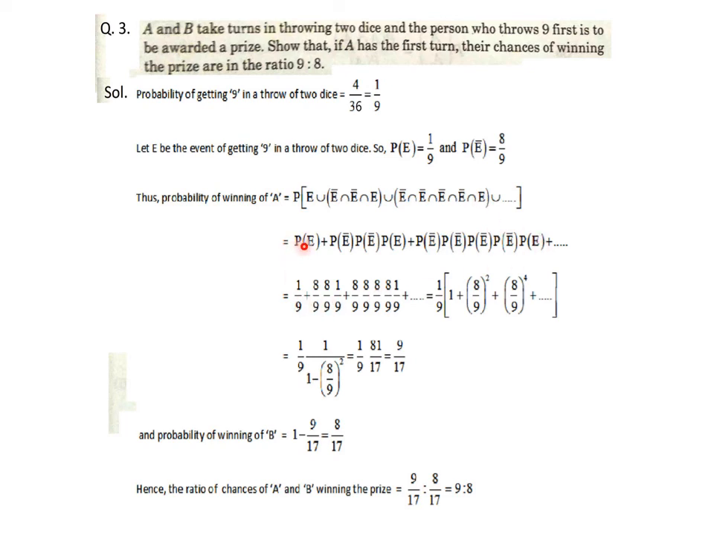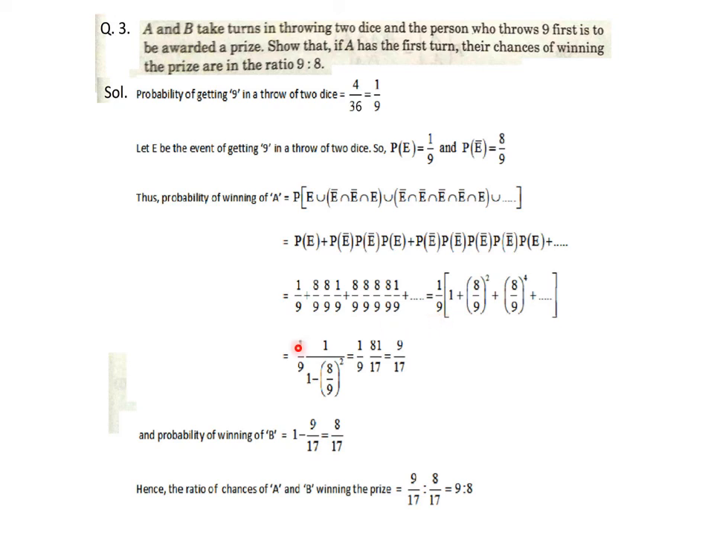Now the value of P(E) is 1 by 9, plus P(E bar), P(E bar), all values are there, 1 by 9, 8 by 9 several times. 1 by 9 is taken as common, then it's 1 plus (8 by 9) whole square plus (8 by 9) whole power 4 plus up to infinite. And after that 1 by 9, in that bracket we have a geometric progression GP, and we have to find its sum up to infinite terms with common ratio (8 by 9) whole square, that is 64 by 81.